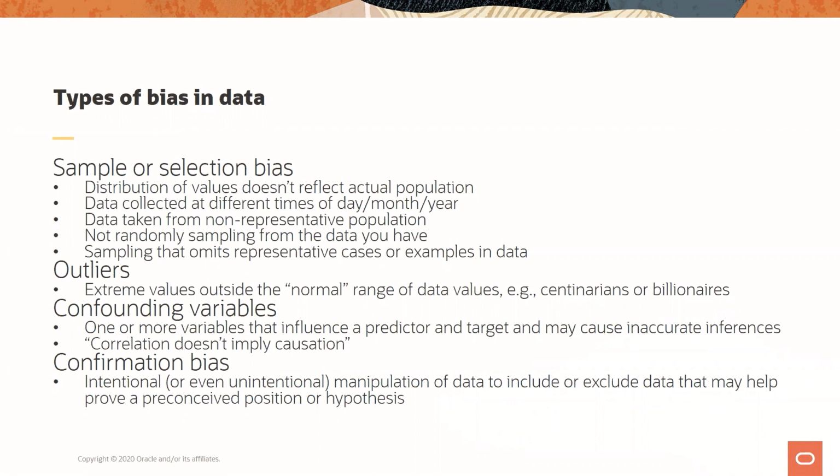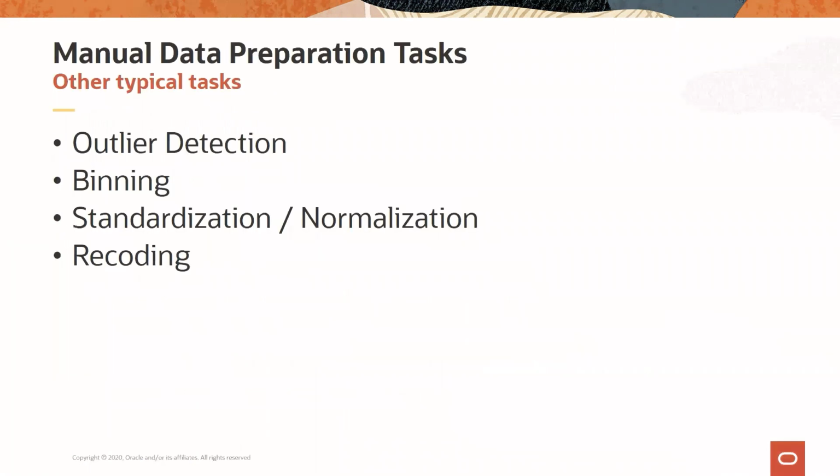And of course, the last one I'll list here, but there are certainly others, is confirmation bias, where you have intentional or even unintentional manipulation of data, whether you include or exclude certain data, that might help prove a preconceived position or hypothesis. So these are all things to be aware of. Now, there are a number of manual data preparation tasks that one can take.